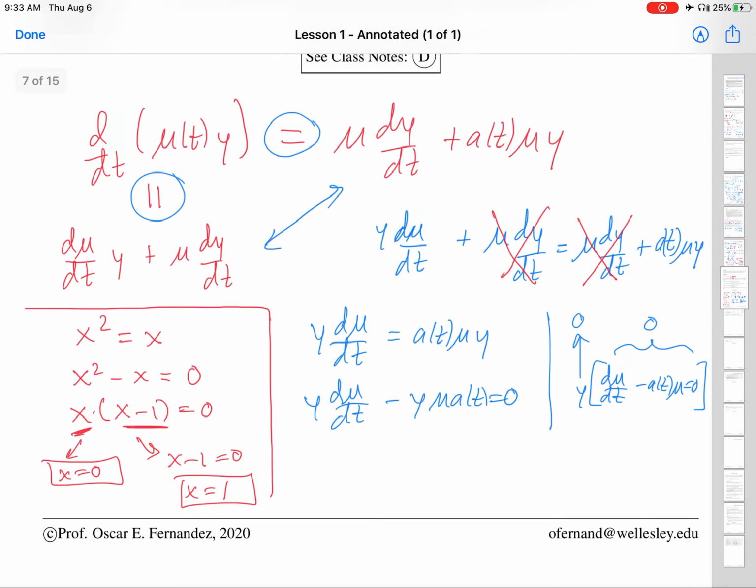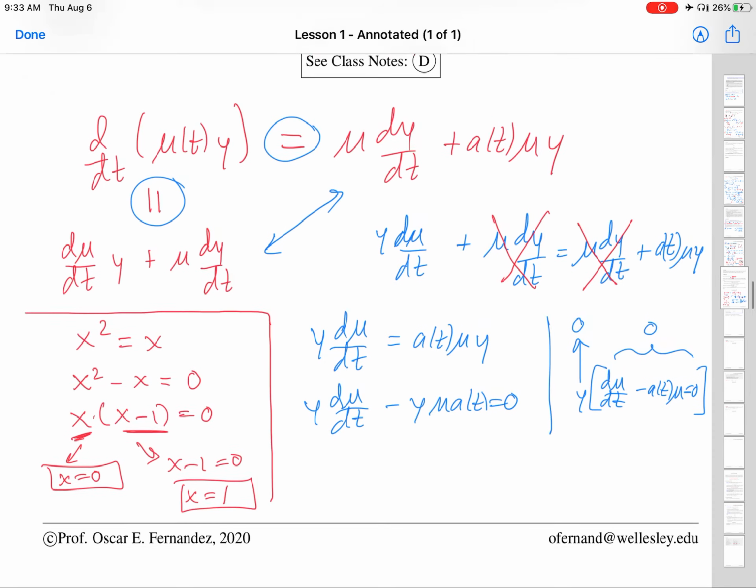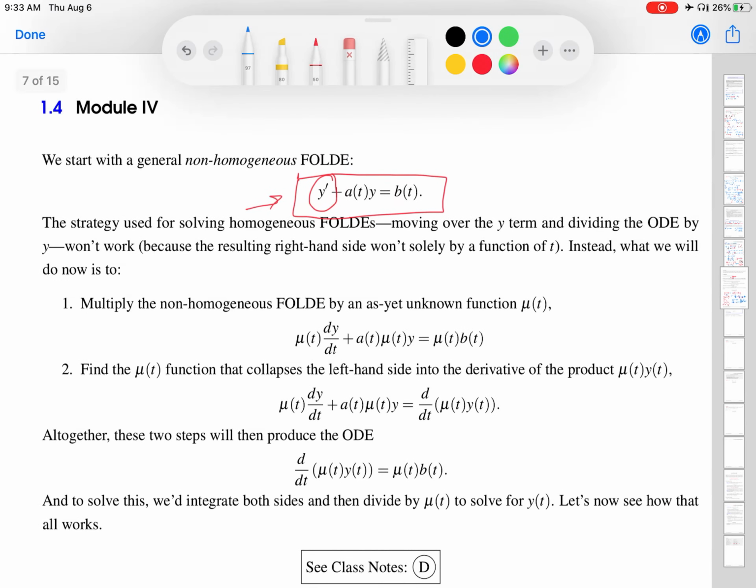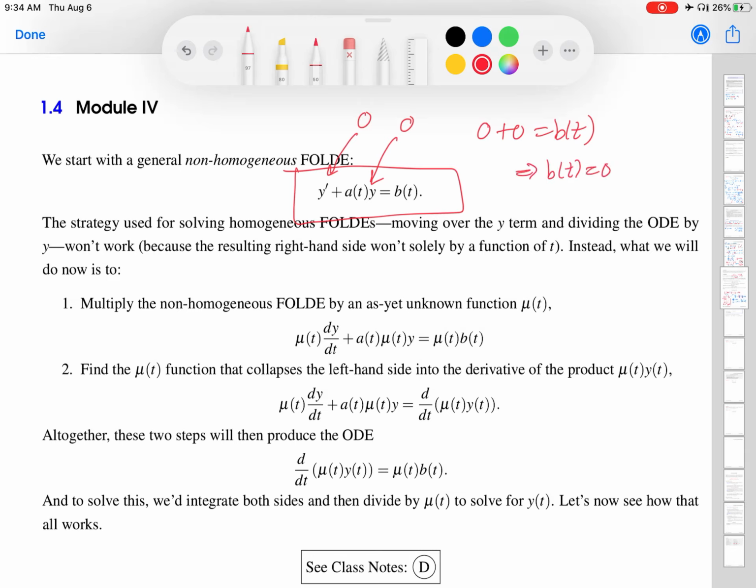Okay, so I'm going to scroll up a little bit here to think about what if y is 0. So where did we originally start with all this? Well, we were back into this particular non-homogeneous fold. So what happens if y is 0, right? Let's just assume y is 0. All right, so what would we get? We get 0 plus 0 equals b of t. Okay, fine, so that would force b of t to be 0.